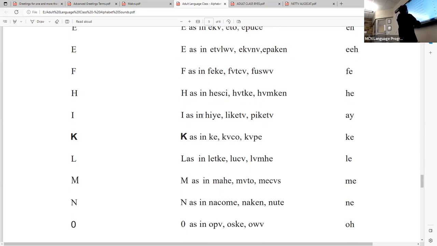Me as in mahi. Mahi, tall. We got a young man that can speak now. His name is Mahi because he is tall. We named him Mahi. He's tall. And it seems unusual, but see how nicknames come about.